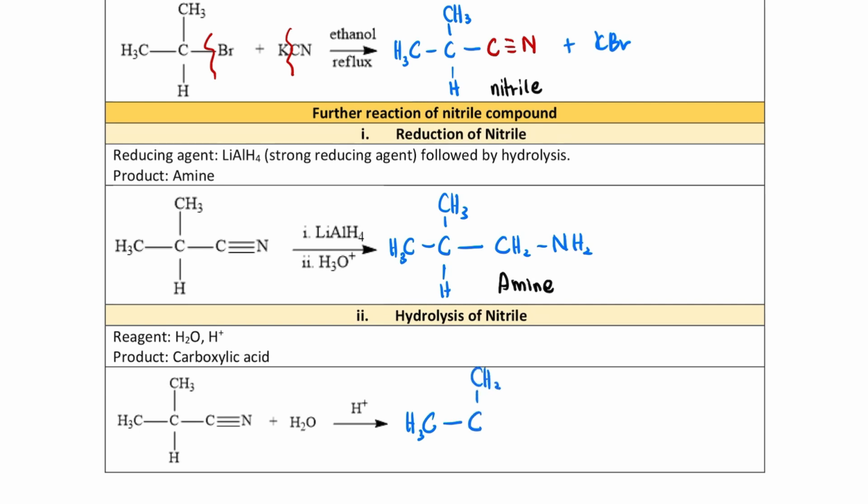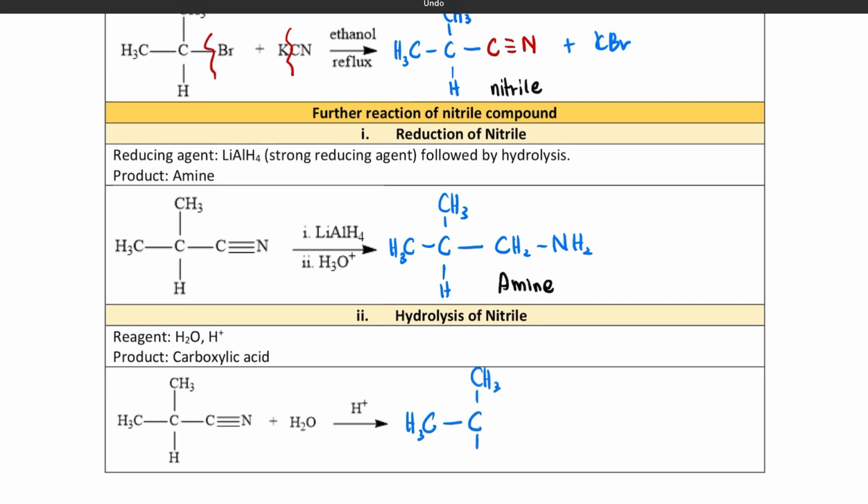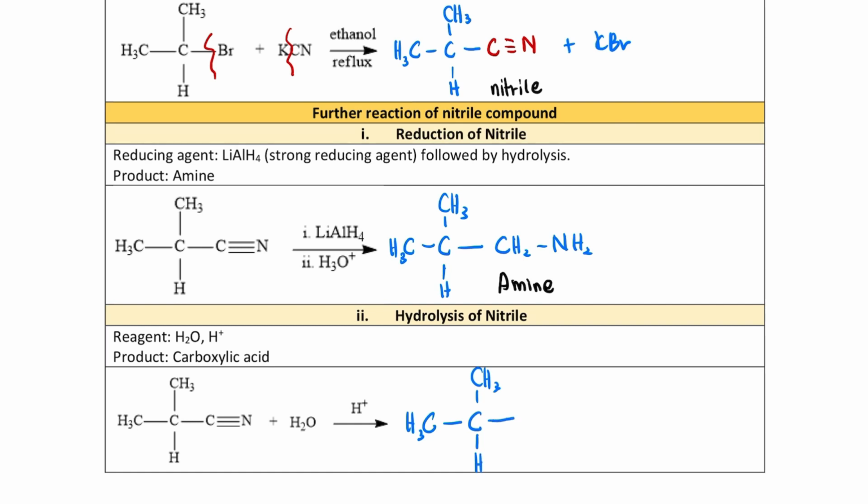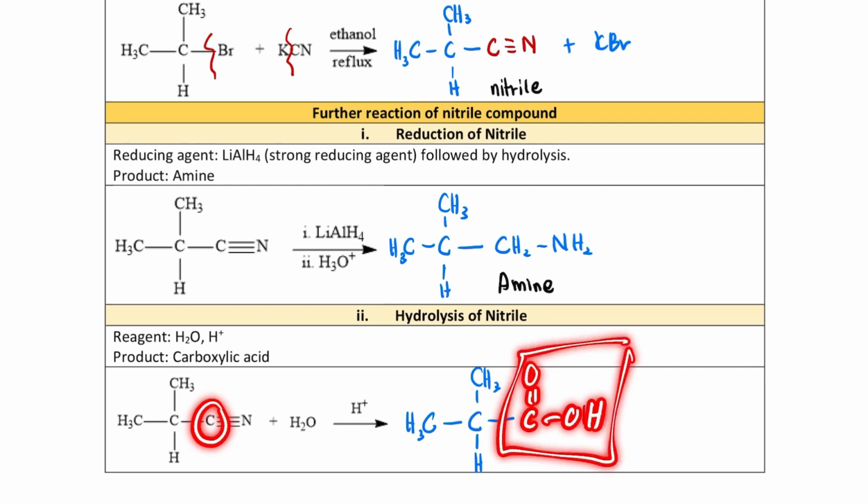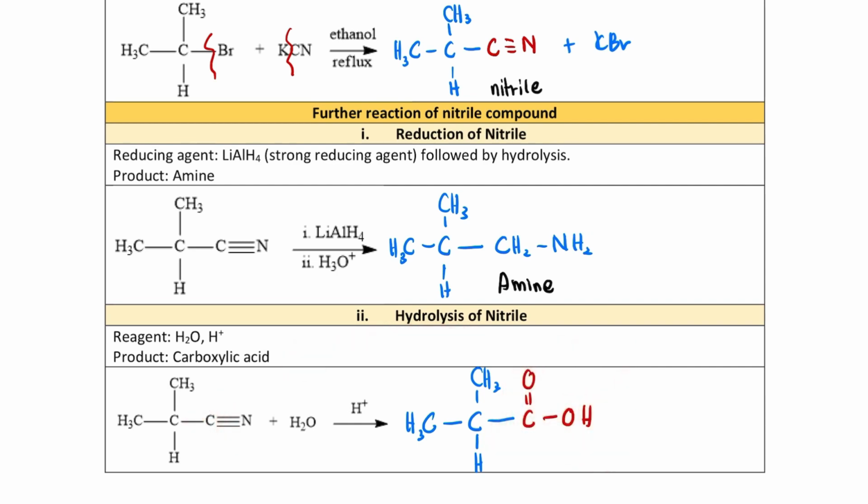So CH3 ni salin balik. And then ini pun sama macam tadi, cuma CN ni jadi carboxylic kan tadi. So maksudnya dia akan jadi C double bond O, OH lah. So basically karbon yang terakhir tu, which is this carbon ataupun karbon yang CN ni, attachkan dia dengan double bond O, OH. Sebab inilah structure carboxylic acid.